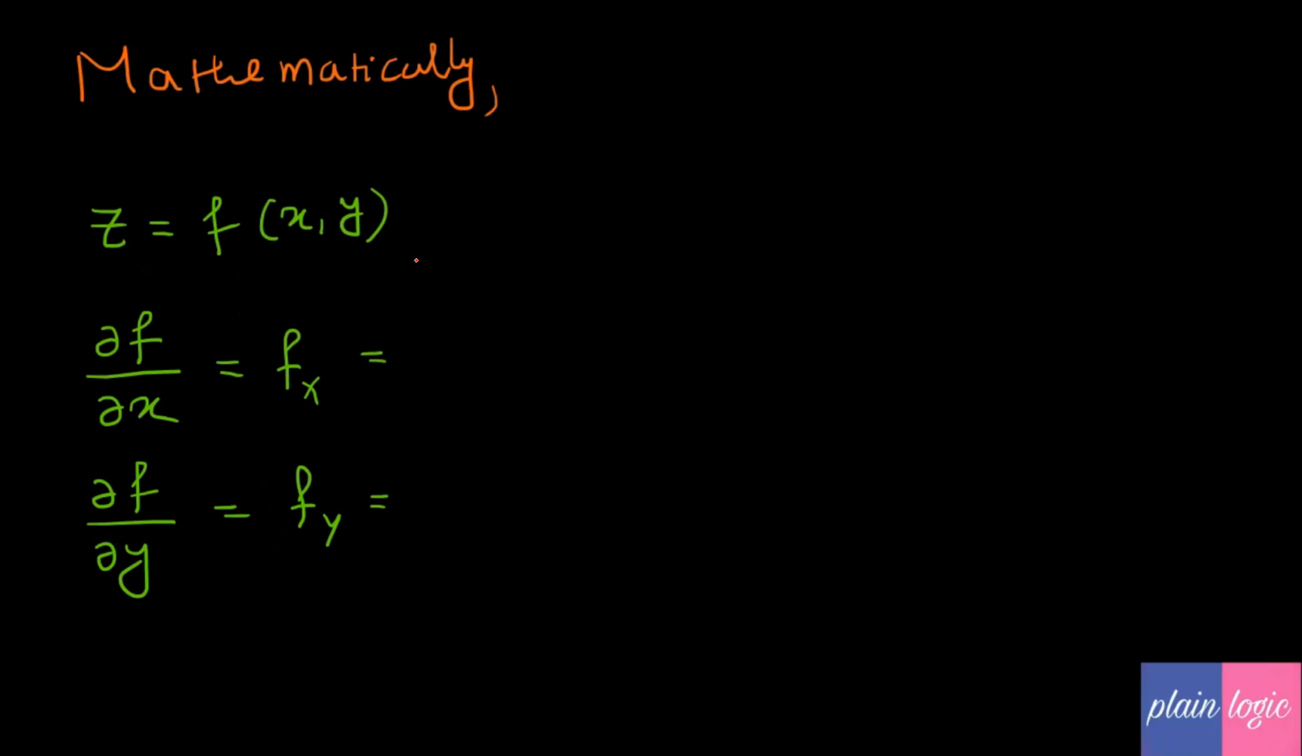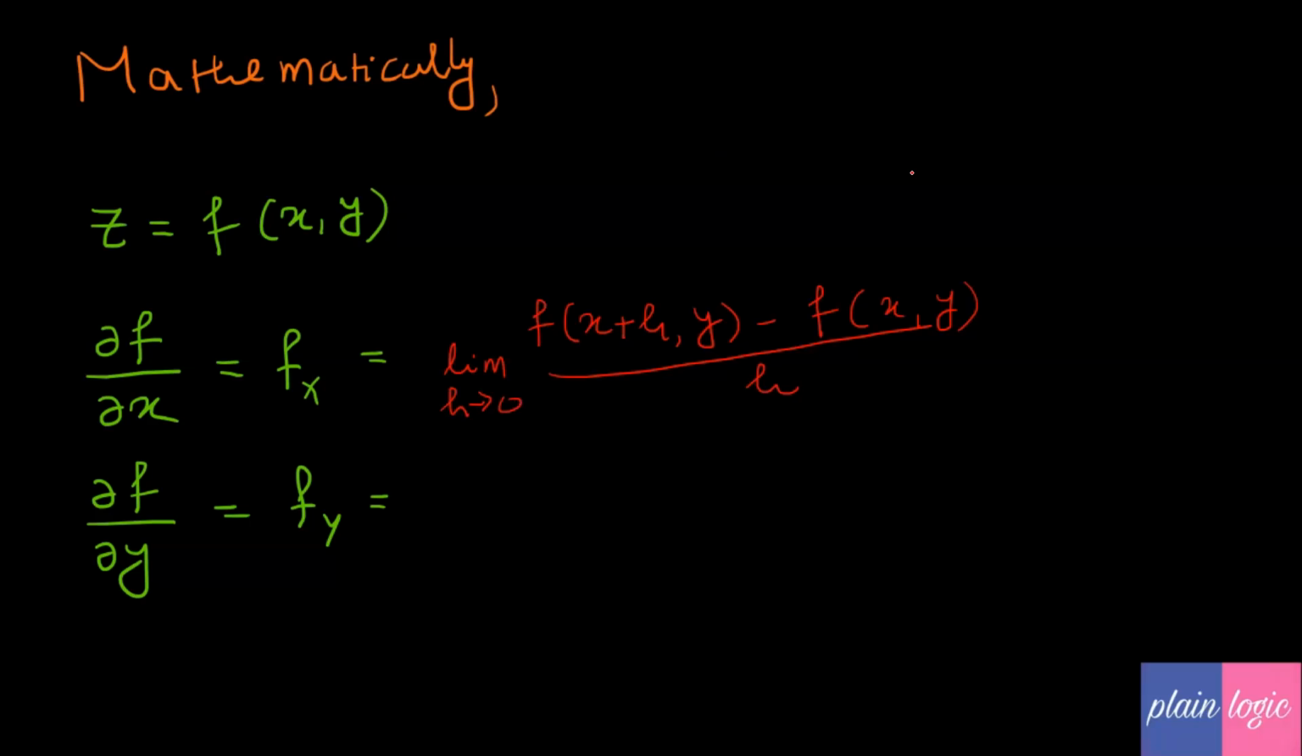And how will they look like is, there is change in x but no change in y, and while doing the differentiation we treat y as a constant. Here we take the limiting factor h goes to 0. This will represent partial differentiation of f with respect to x.